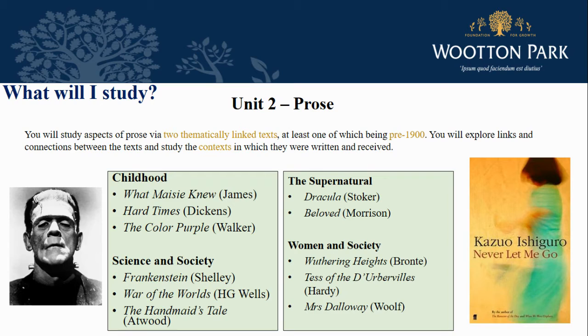In Unit 2, you'll be looking at two thematically linked prose texts, one of which will be pre-1900. And you'll be able to look at not only the language, the structure and the form of those texts, but you'll also be thinking about the context in which they were written and received. So, for example, it may be that you study Frankenstein by Mary Shelley and explore the issues associated with science and society presented within that, and then compare that to a more modern text such as Never Let Me Go.